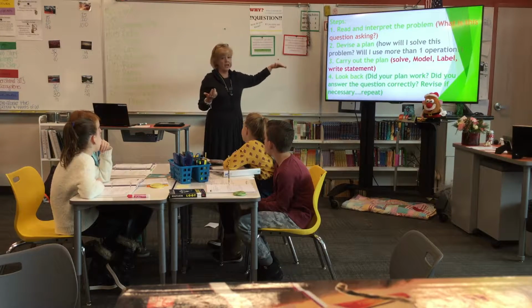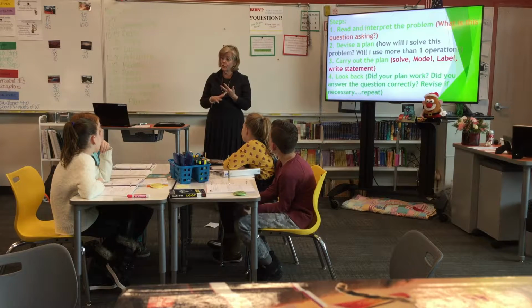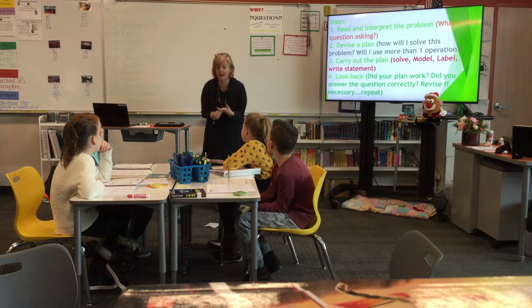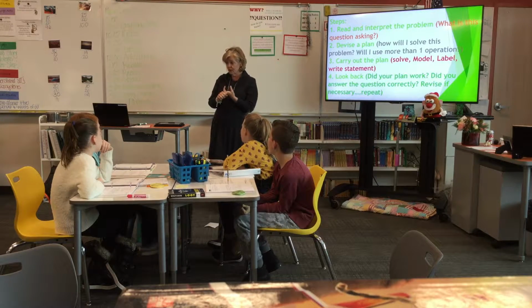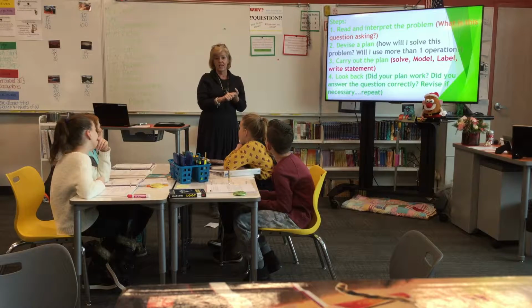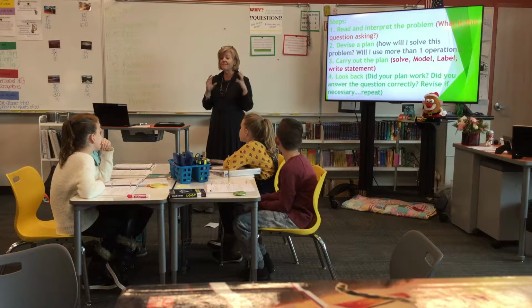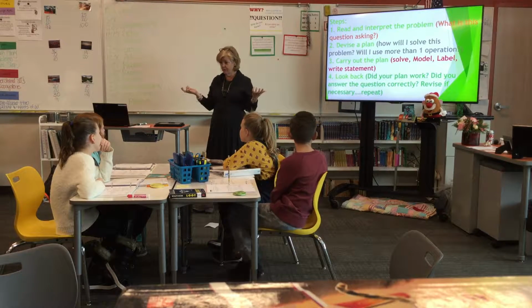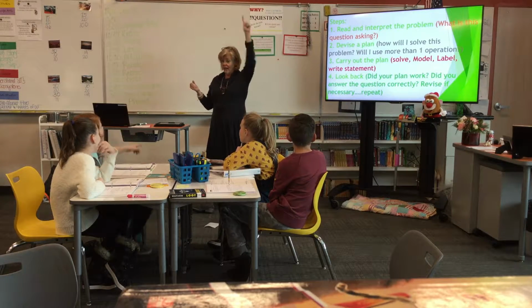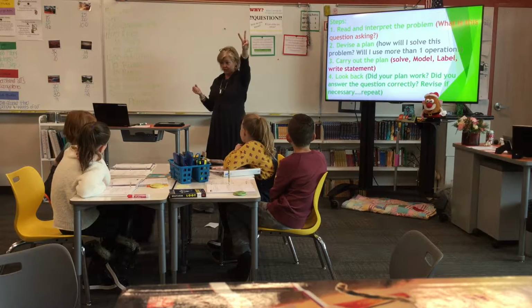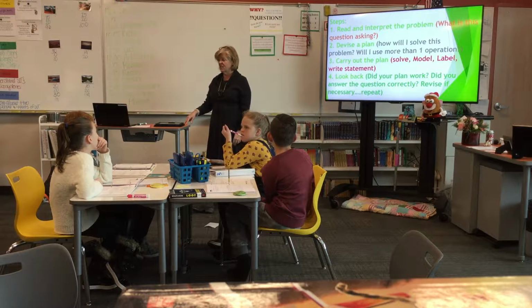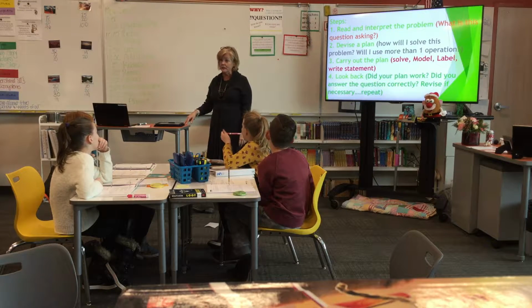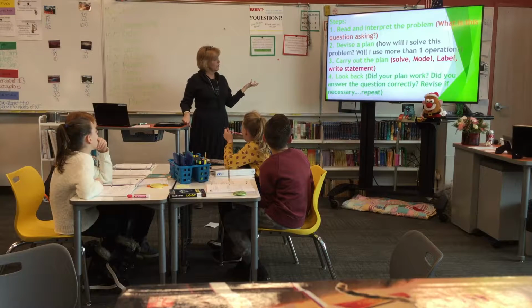Then you're going to carry out your plan. You're going to solve it. You may need to do a model. What does a model have to have? Labels. Has to have labels. Usually some numbers, sometimes some drawings. And at the end, what does it have to have? An answer statement. Can everybody tell me the 2 things it has to have? Labels and answer statement. It has to. And if you don't write answer statements on the test, you will be marked wrong. Okay, and then you look back.